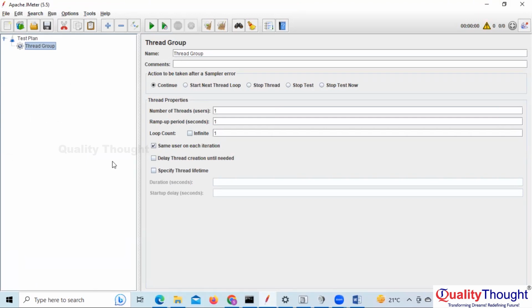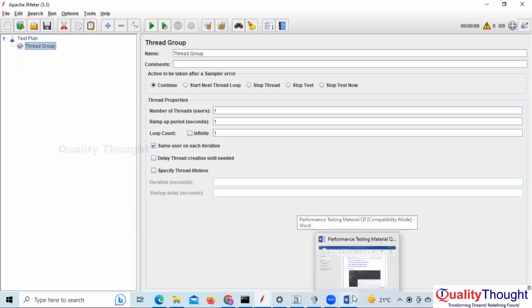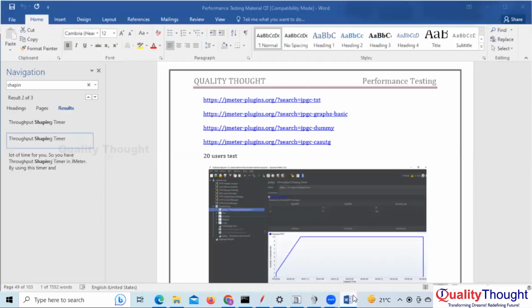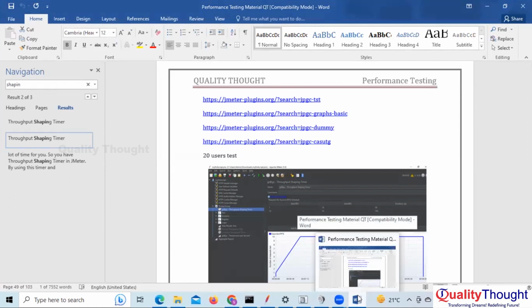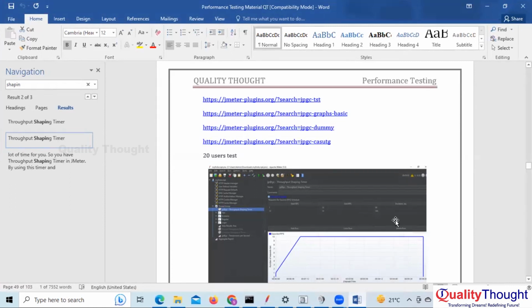By increasing the users. But how do we know how many users we need to increase? So there should be some formula, right? We need to calculate the number of users using a formula, and that formula has been derived from Little's law. There is a law in performance testing which is called Little's law. So I'll explain about that law.